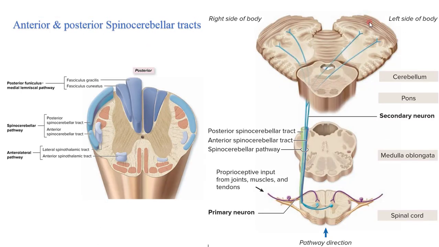The spinocerebellar tracts carry proprioceptive impulses from muscle spindles, Golgi tendon organs, and other receptors to the cerebellum, which helps the brain to coordinate muscle movement. These tracts can be subdivided into anterior and posterior spinocerebellar tracts.